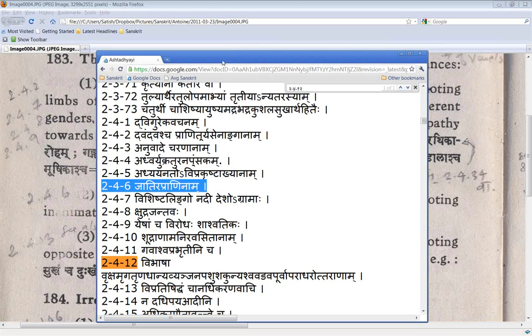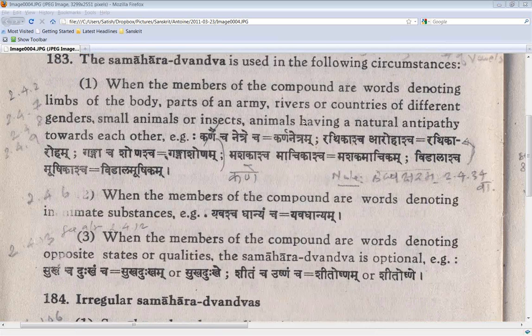Now, this is what's given in the book, by the way. The book is going through all that. It says that when members of a compound have words denoting inanimate substances, a class, they shouldn't be guna or kriya. It should be inanimate, apraninam, a genus, a general class of items. Yavascha dhanyancha yavadhanyam. So it was barley and grain of rice. Barley means any barley, not just specific barley. So this is a whole class of grain. This is also a class, so yavadhanyam. This is point number two in the book. Very important point, 246.